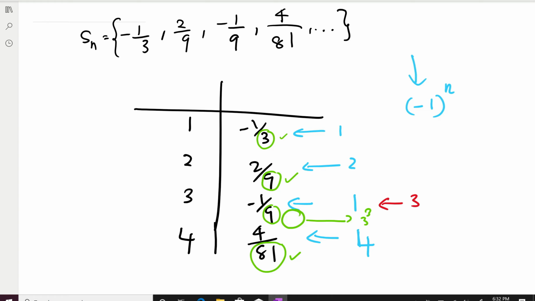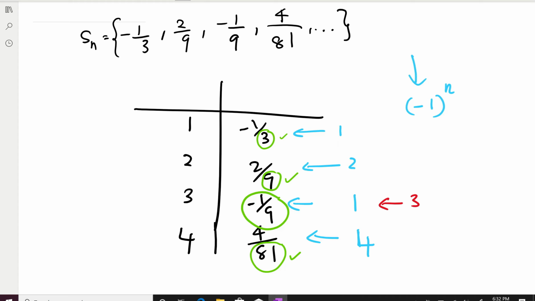So there's a problem with the third term overall. Do you agree? This third term seems to be out of the pattern. Now pause the video and again think, what can we do about this? Now here's what might have happened. Think, we don't know. This might have happened.